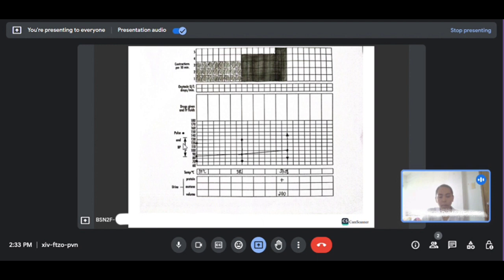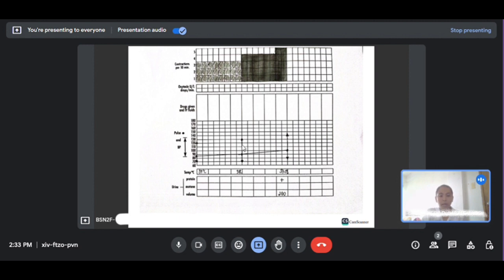For the maternal vital signs, the pulse rate upon admission is 88, which is normal. The blood pressure is 120/70, which is also normal, and the temperature is 37 degrees Celsius, which is normal. After 4 hours, the pulse rate increases from 88 to 90, which is also normal.